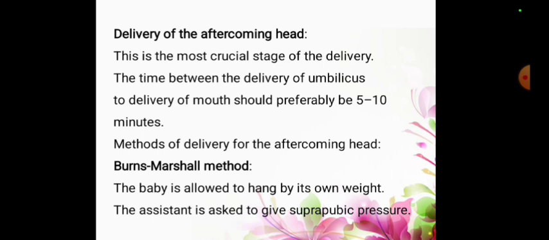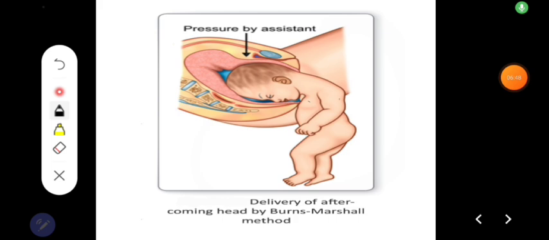First, the Burns-Marshall method. The baby is allowed to hang at its own weight. The assistant is asked to give thoracic pressure. This may represent the after coming head. In a breech delivery, at this stage, the trunk will be delivered and the head will still be in the uterus and in the pelvis. It is called the after coming head. In this method, the baby hangs against gravity and the assistant applies pressure appropriately. This is called the Burns-Marshall method.